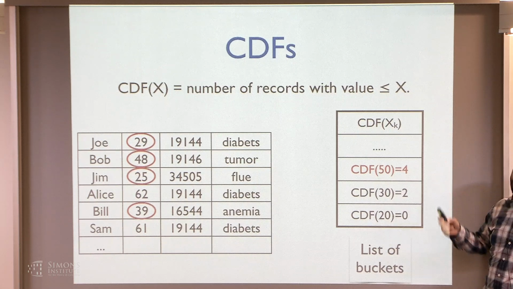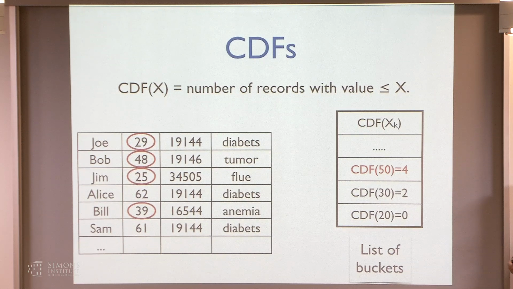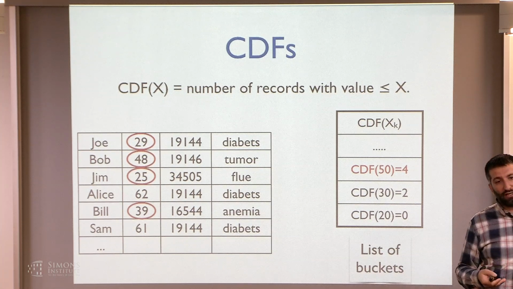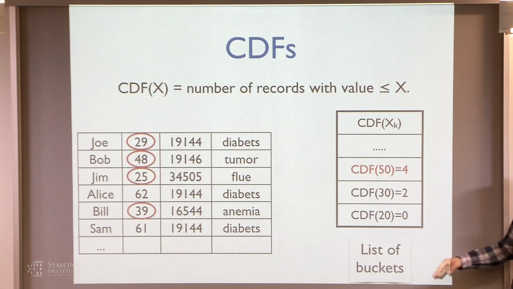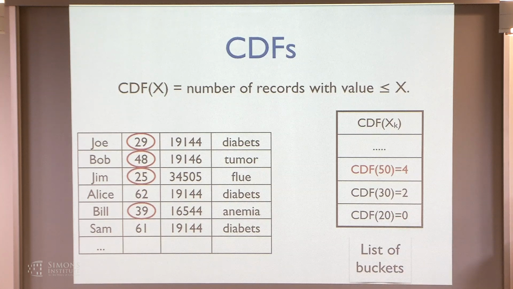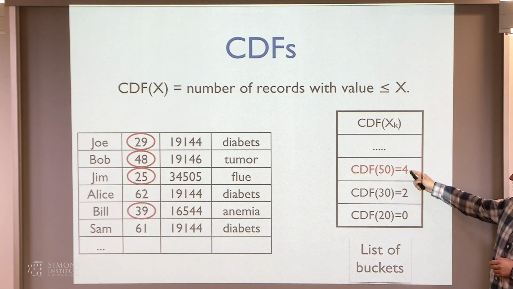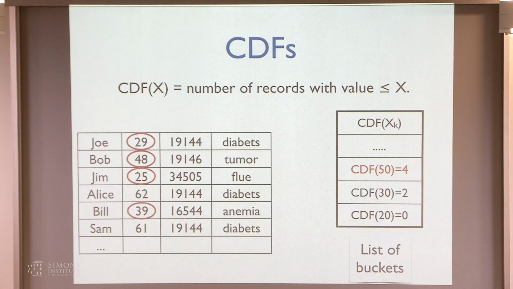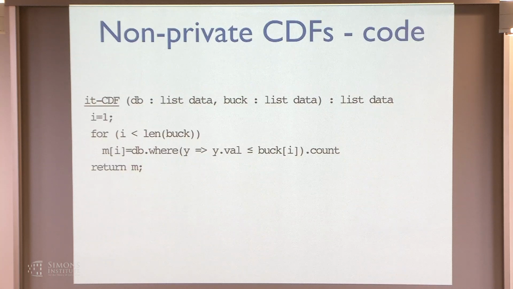We want to mainly build a CDF of some data. When we program it, a way to do this is to take a list of buckets for which we want to compute the CDF of each bucket. What does it mean? We want to compute the number of records with value less than the element in the bucket. So for instance, in this case, we can say that the CDF of 20 is 0, the CDF of 30 is 2, and the CDF of 50 is 4. Okay, and build this. Now, how can we program this in an easy way?